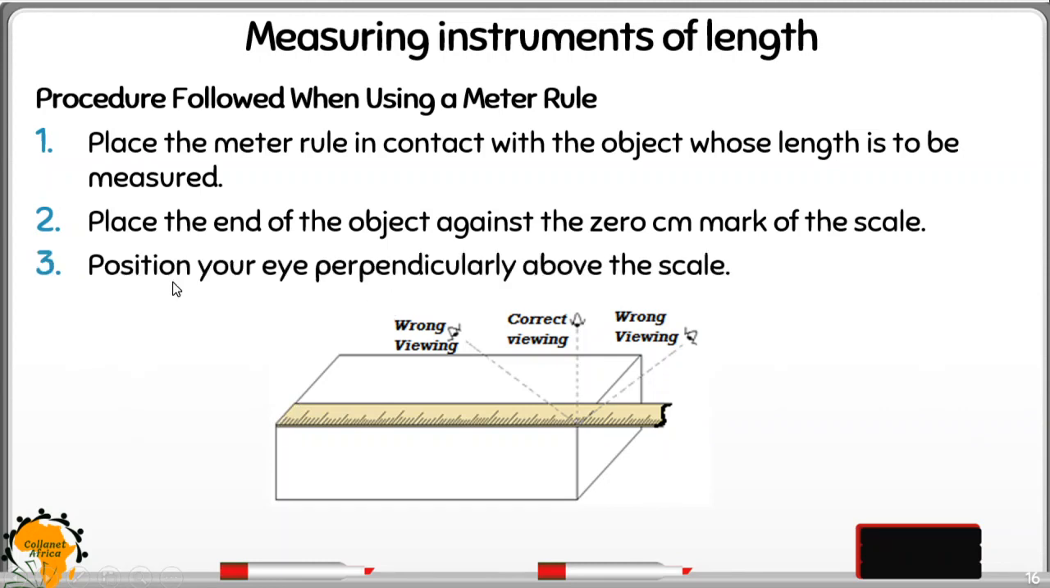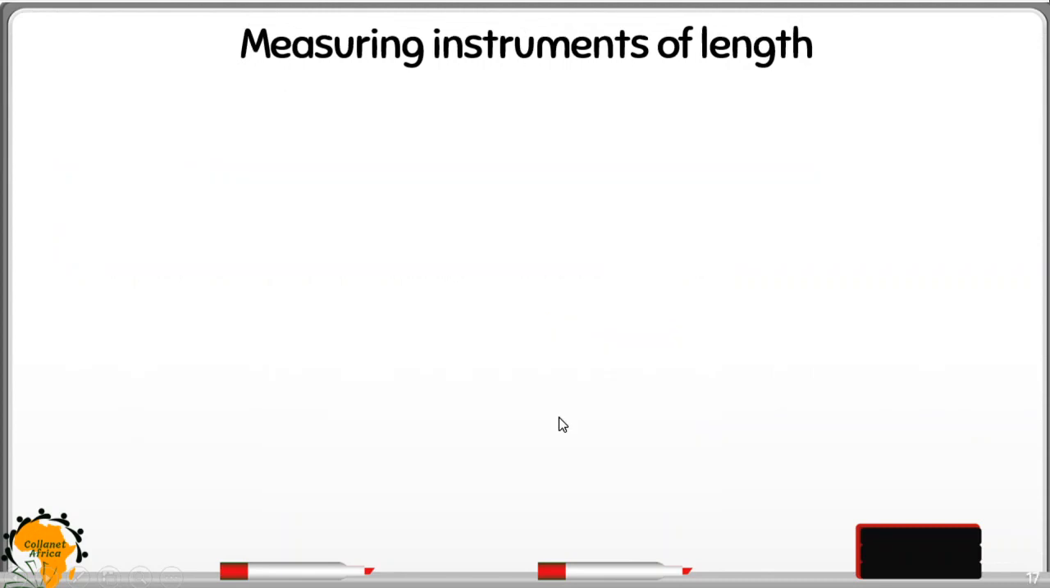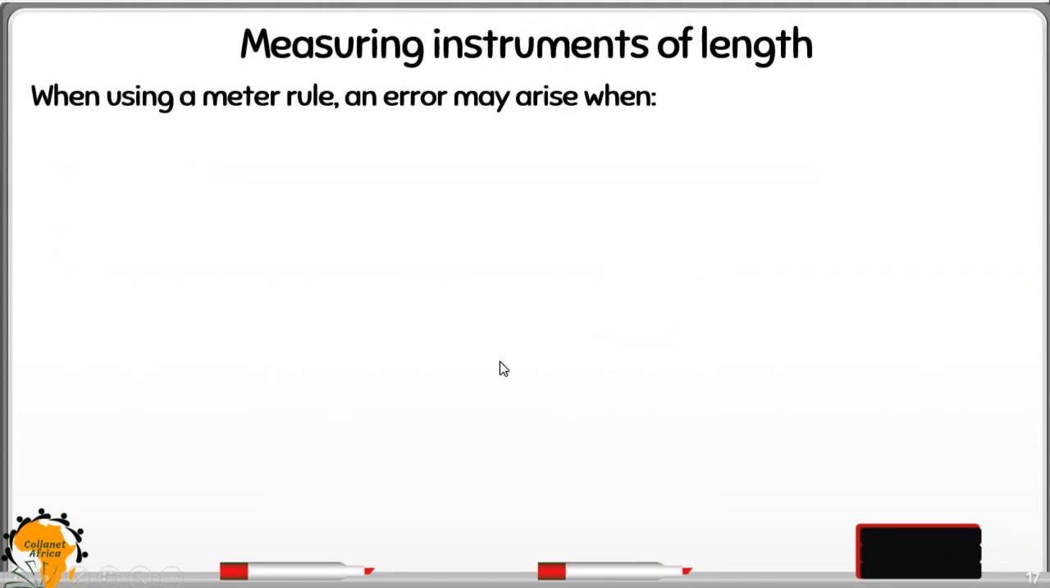Then number 3: position your eye perpendicularly above the scale. Your eye should be here, the correct viewing. If you view it on this side, you get a wrong reading. If you view it on this other side, again you get a wrong reading. And the error that we get because of not putting our eye perpendicularly is called the error due to parallax.